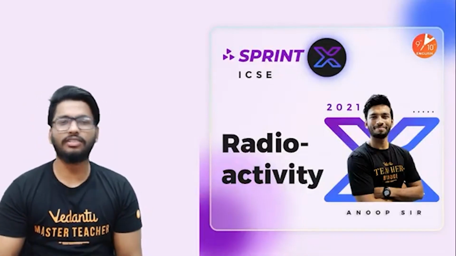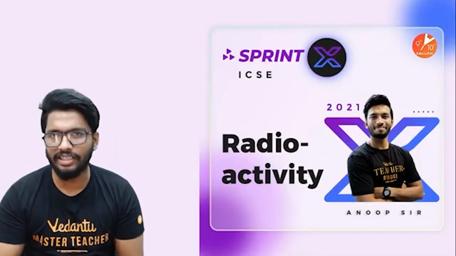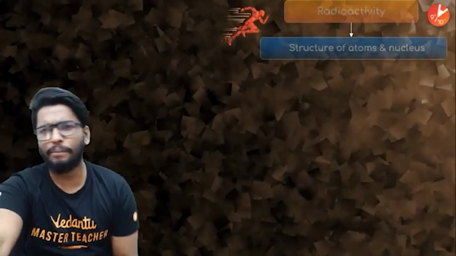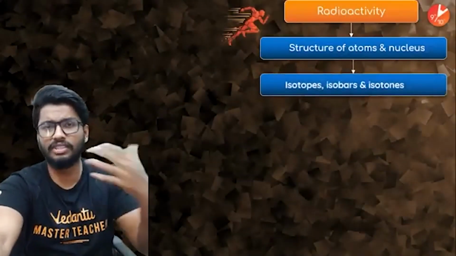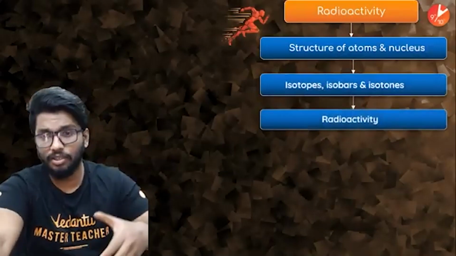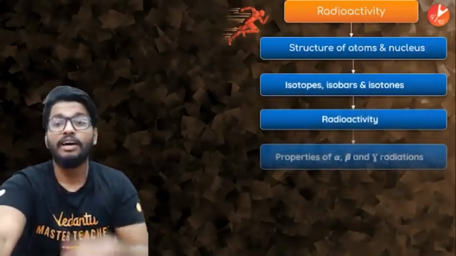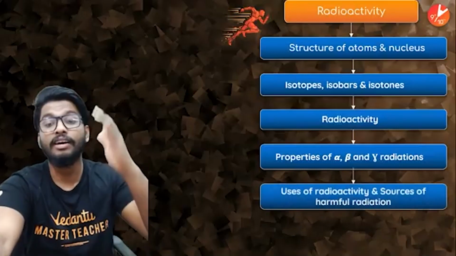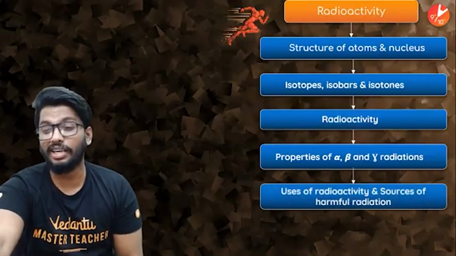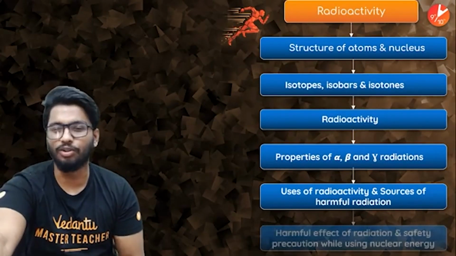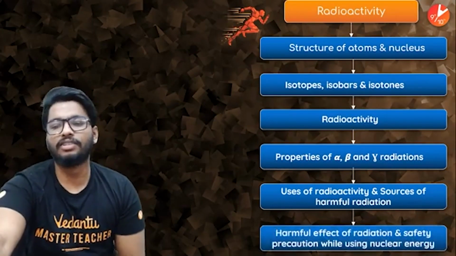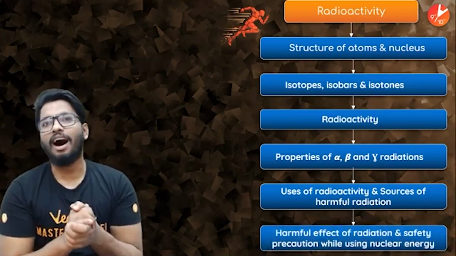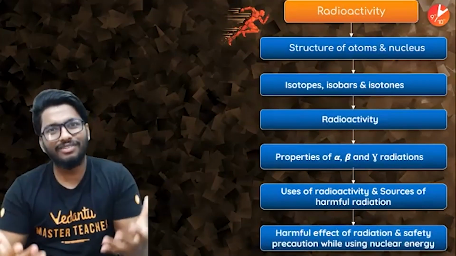So today we'll be doing questions from radioactivity. I hope you guys are excited. Let's begin. These are the topics from which these questions are taken: structure of atoms and nucleus, isotopes, isobars, and isotones, radioactivity, properties of alpha, beta, and gamma particles, gamma radiation, uses of radioactivity, and sources of harmful radiation. All of these, with harmful effects of radiation and safety precautions while using nuclear energy, are the topics you have in this chapter.